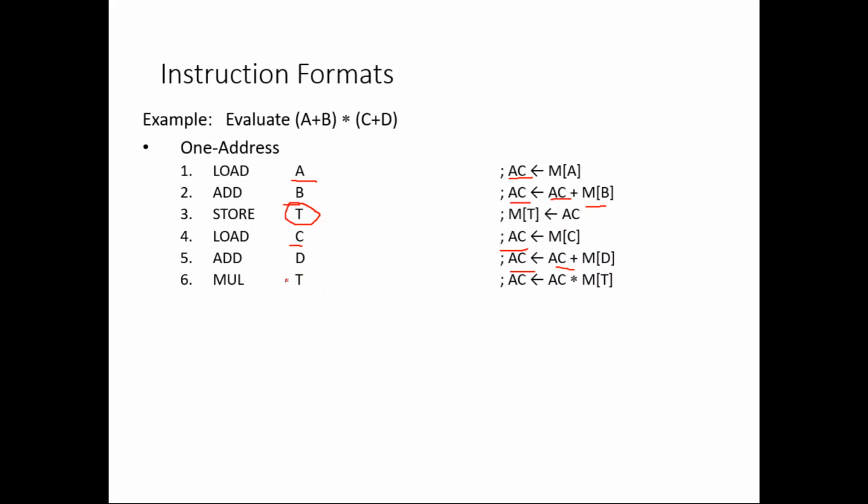Multiply T. This will multiply the content of T. So T actually contains A plus B, that will be multiplied with the content of the accumulator, which is nothing but C plus D, and the result will be stored in the accumulator. So now the final result is available in the accumulator, and that can be stored into any memory location by using store X. This will store the content of the accumulator to the memory location X.